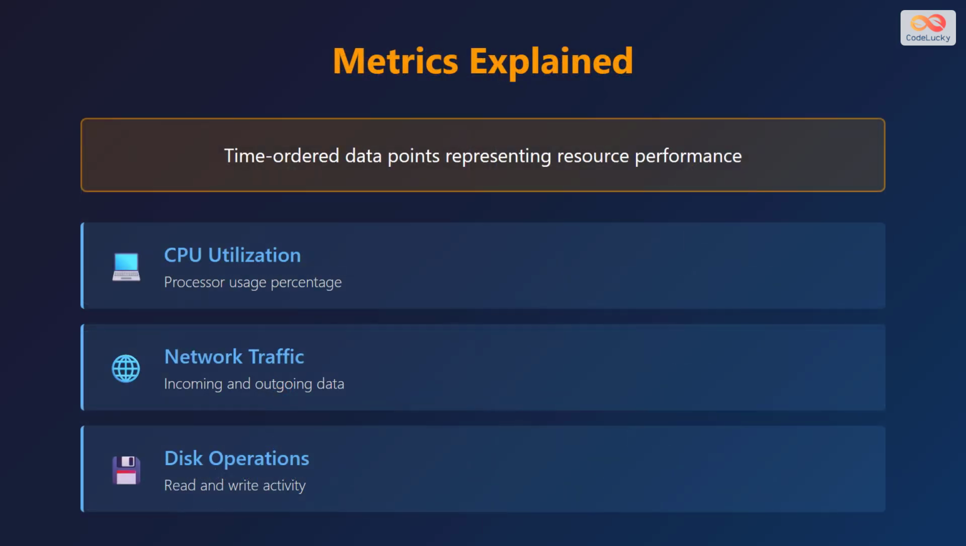Metrics are time-ordered data points that represent the performance of your resources. They answer questions like how busy is my server, how much data is flowing through my network, or how often is my disk being accessed. For example, CPU utilization measures the processor usage percentage, telling you how hard your compute resources are working. Network traffic tracks both incoming and outgoing data, helping you understand bandwidth consumption. Disk operations monitor read and write activity, which is crucial for database performance and storage management. These metrics are automatically collected by AWS services and published to CloudWatch.